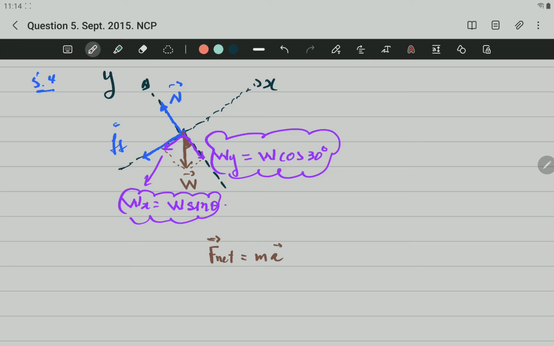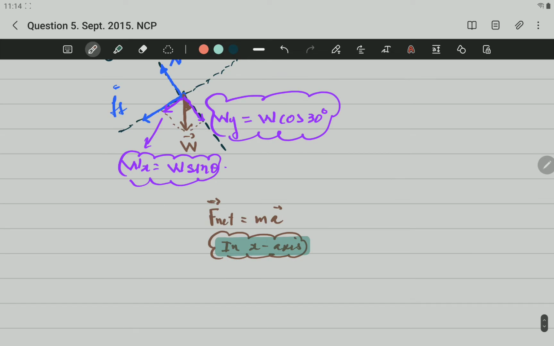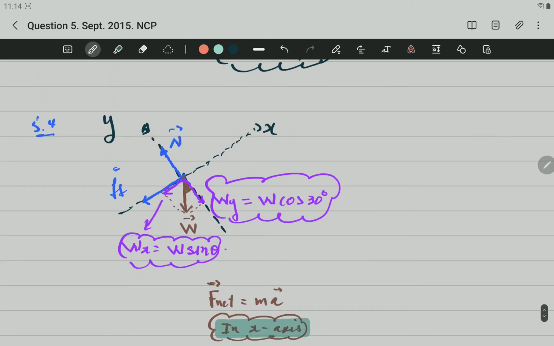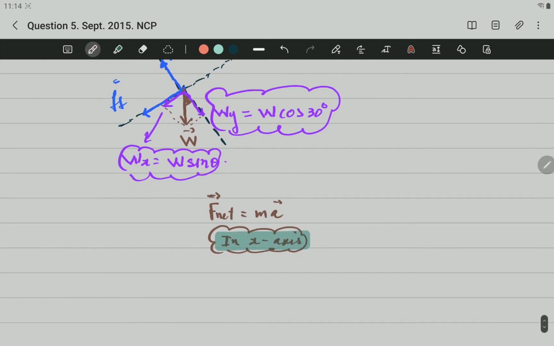We're going to work in the x-axis. I am going to write here in x-axis first, because there is where the object is actually moving. Okay, in x-axis. So what forces do we have? Remember, we take the direction in which the object moves as positive. So up the ramp is positive, therefore the friction and the component of the weight in the x-axis are both negative. So it will be minus frictional force minus weight in x equal to ma.